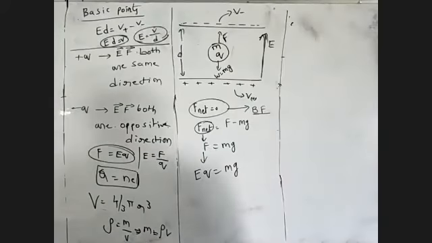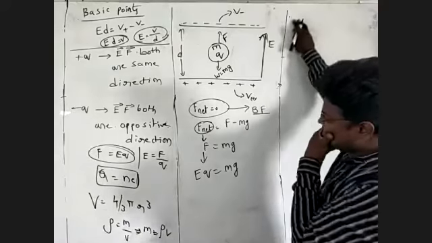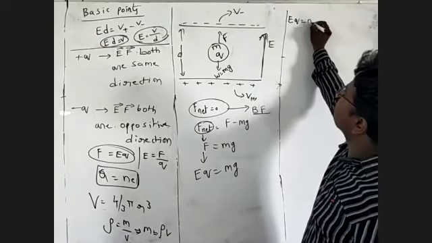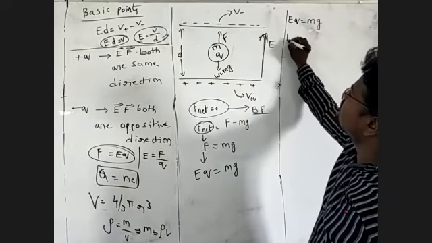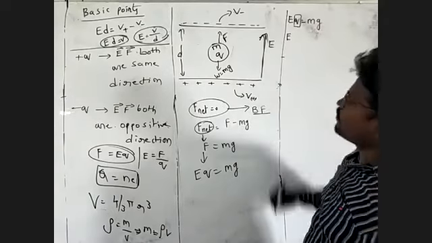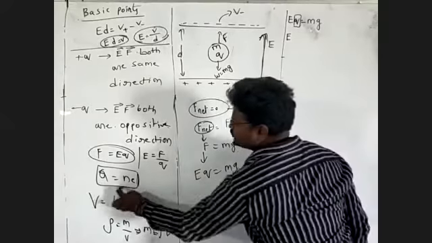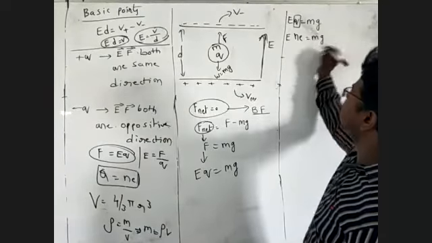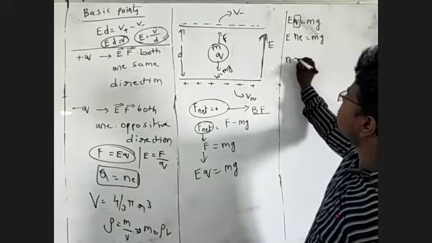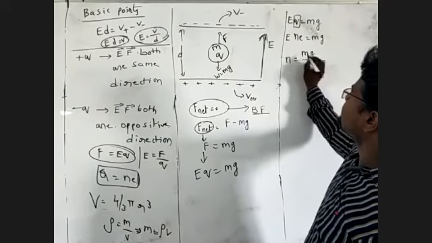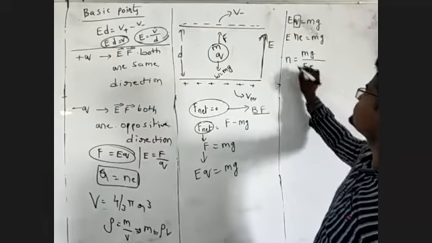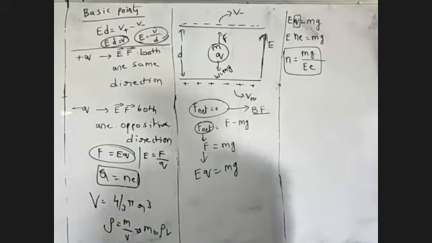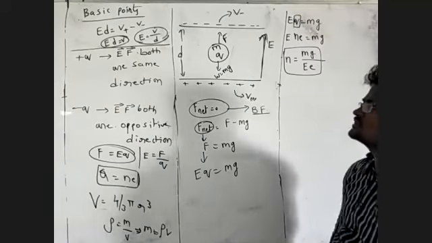Now I'm going to write EQ is equal to mg. Q is the quantization of charge, Q is equal to Ne. So N e E is equal to mg. N is equal to mg by eE. N means an integer, the number of electrons.